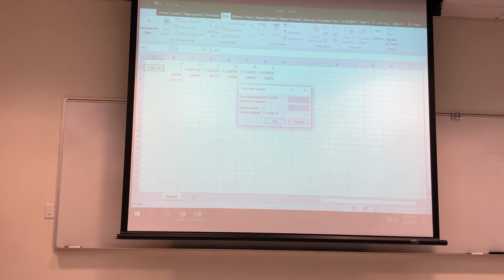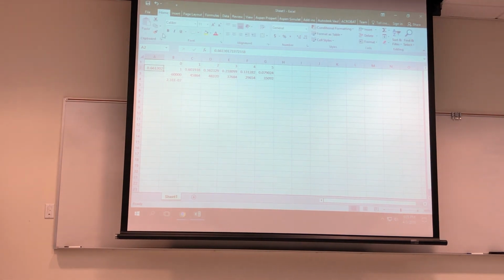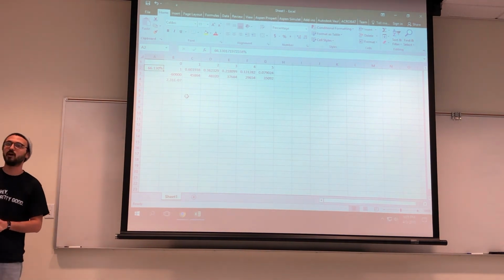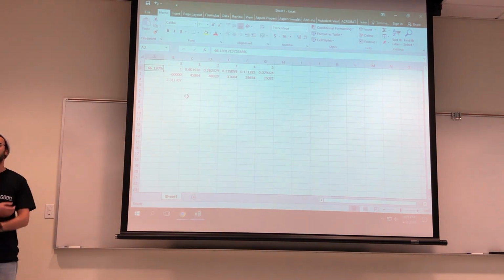66%. Right? Don't let this value confuse you. Excel has a built-in tolerance level when finding objectives. Just roll with it because it's a very, very small number. 66.13%. That's how we find IRR in Excel. And you don't need to hand calculate this.